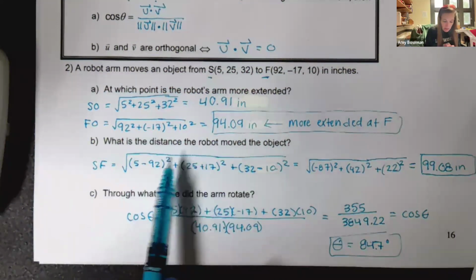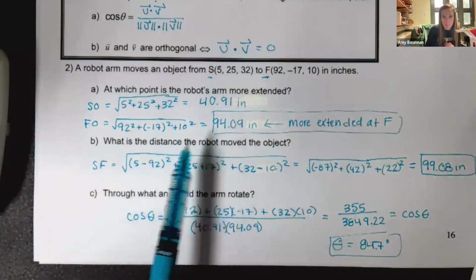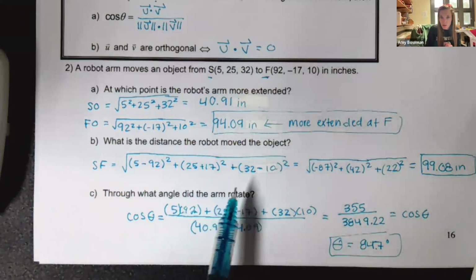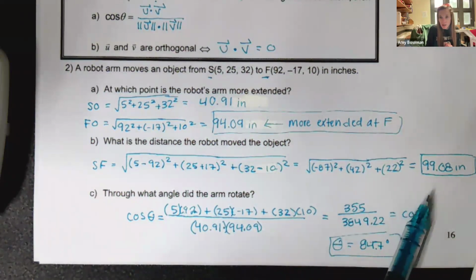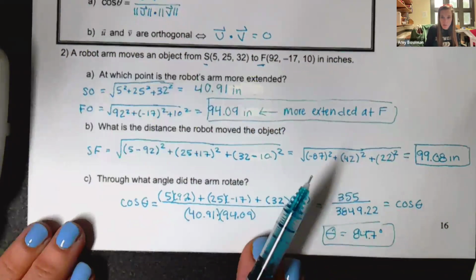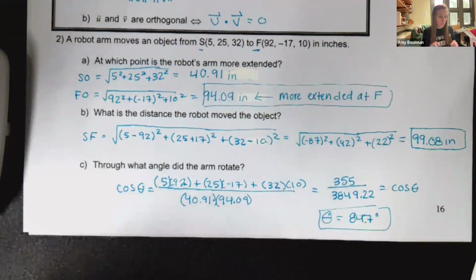Part B, what is the distance the robot moved the object? So we're looking for the distance from S to F, which we see, this is the setup here under the square root, and then the end result of 99.08 inches. Through what angle did the arm rotate? It's about 84.7, and you can pause and check your work here if you need to.